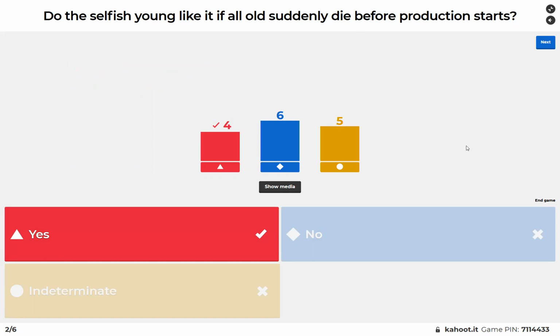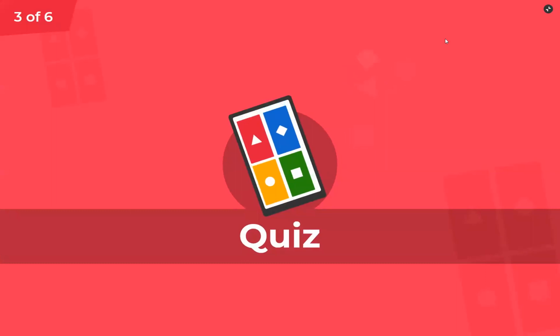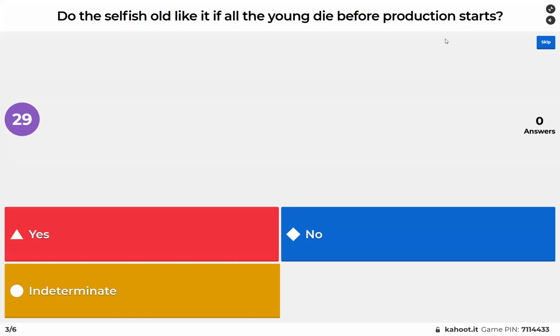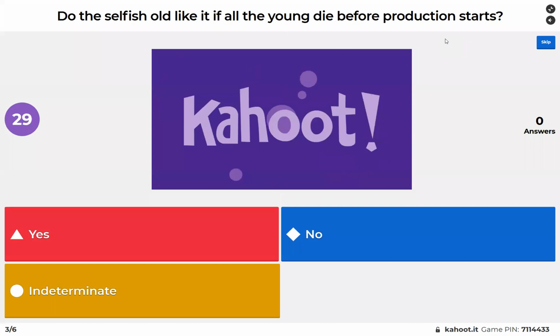All right, so the next one's going to be related. Do the selfish old like it if all the young die before production starts? Through the lens of our model.